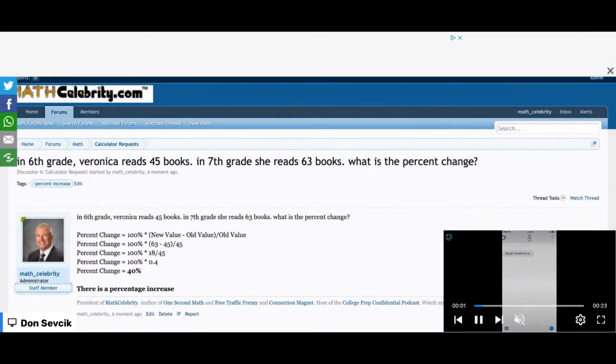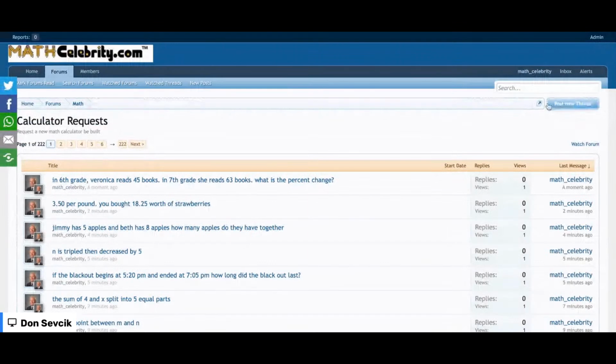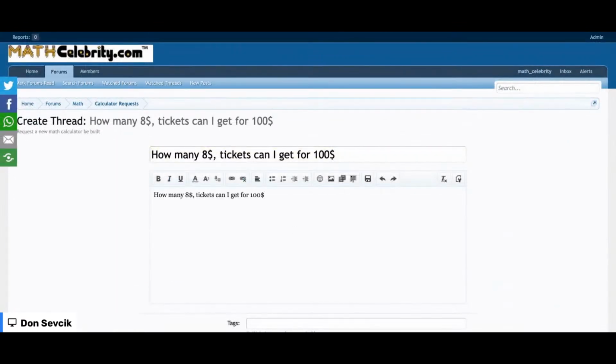Okay, what do we got next? Let's do this one. How many $8 tickets can I get for $100? Tickets equal total money divided by price per ticket. Tickets equal 100 divided by 8. Tickets equal 12 and a half tickets. 12.5 tickets.